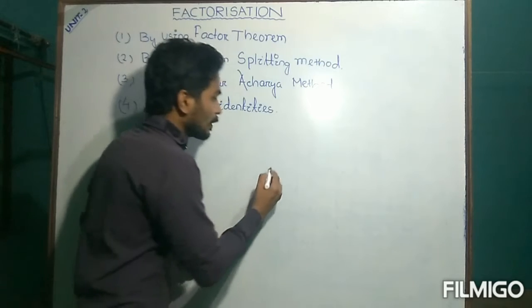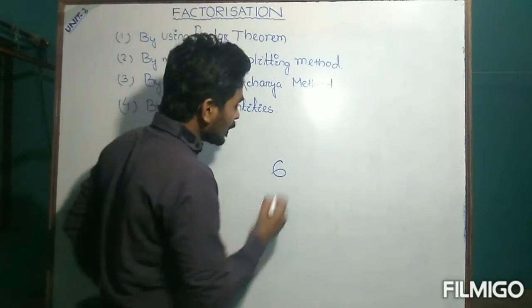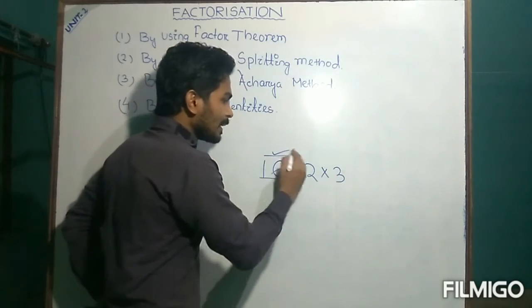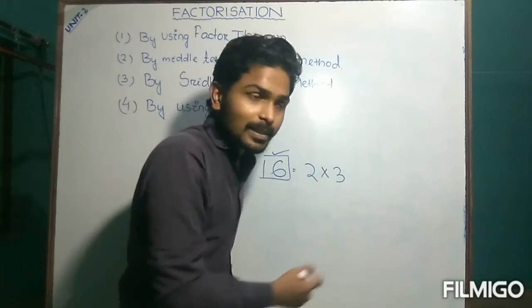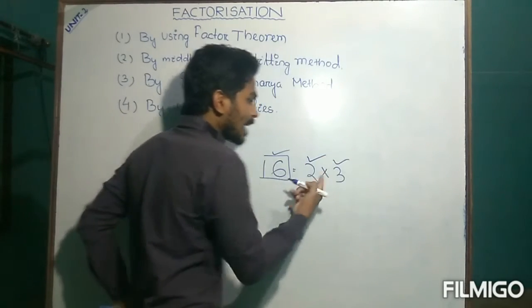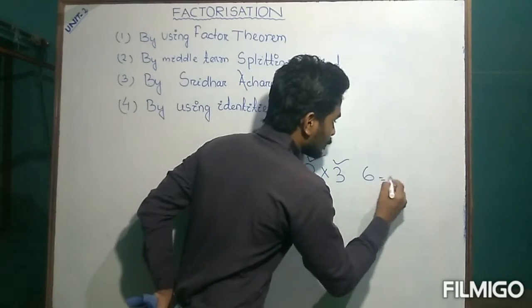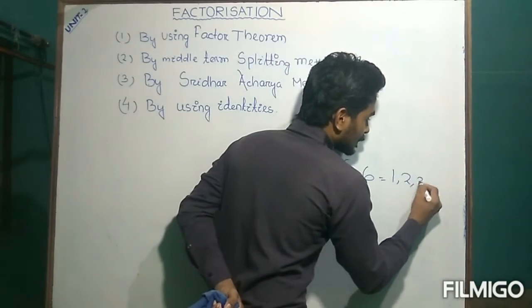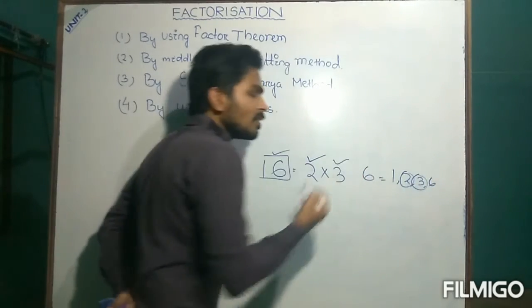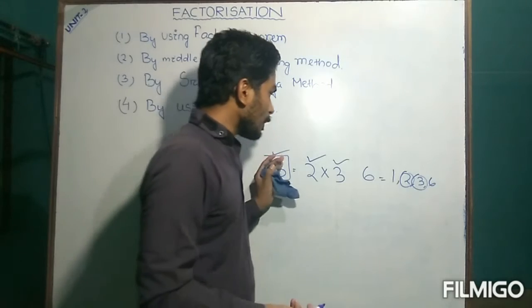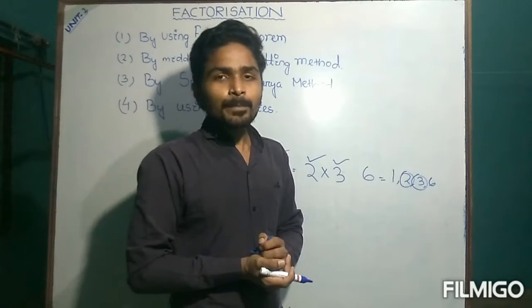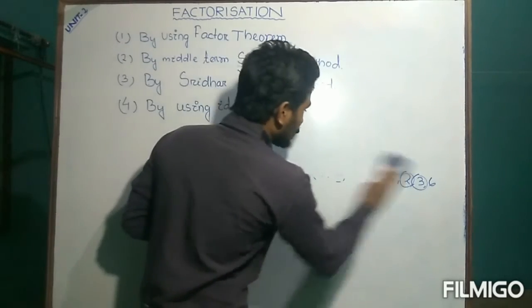For example, we can take the example of 6. 6 can be written as the product of 2 into 3. That means if a number can be expressed as the product of two or three other numbers, then this procedure is called factorization. And you see, both 2 and 3 are factors of 6 also. If we calculate the factors of 6, they are 1, 2, 3 and 6, so 2 and 3 are also factors of 6. That means if a number can be expressed as a product of its own factors, then that process is known as factorization. It is applicable to polynomials.